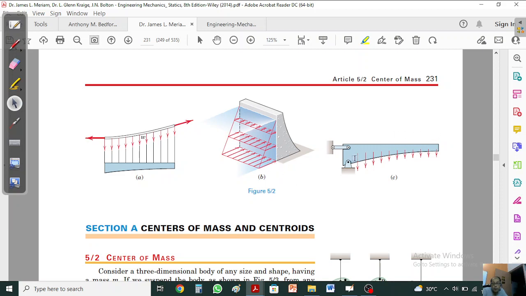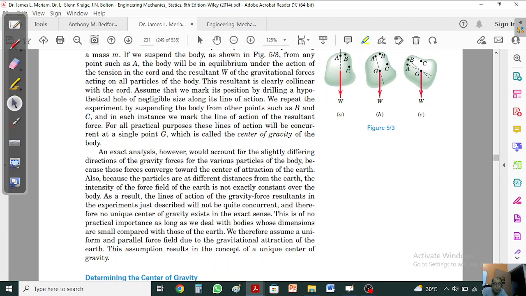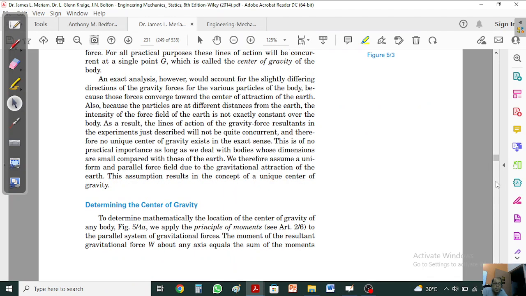This is the volume loading. Here we have a steel cantilever beam of very heavy weight, so it will basically apply volume loadings. So, centroid, center of mass and center of gravity here.